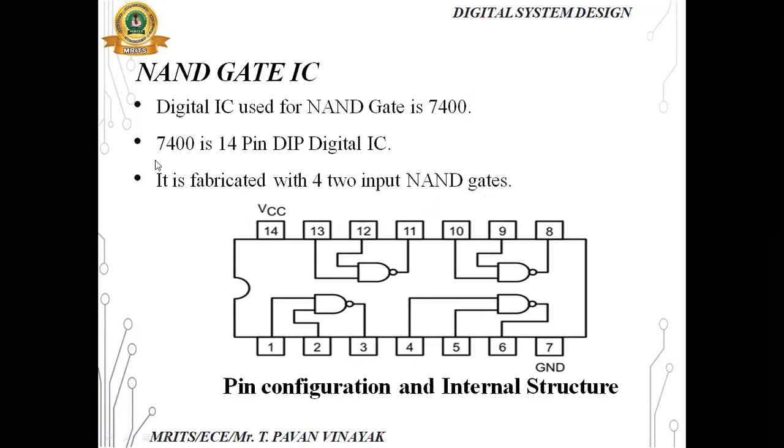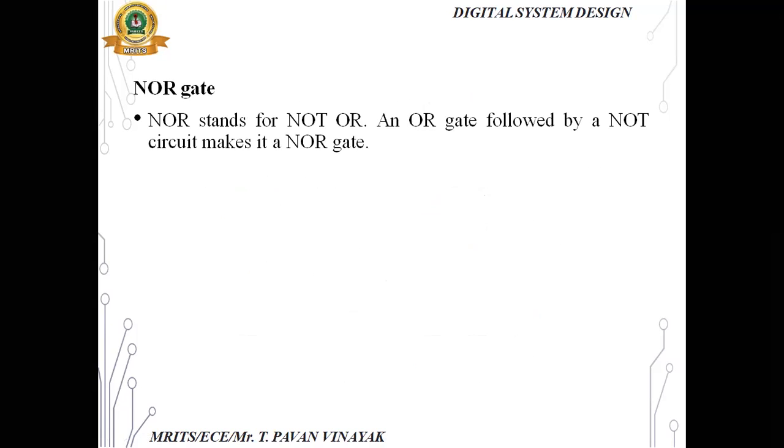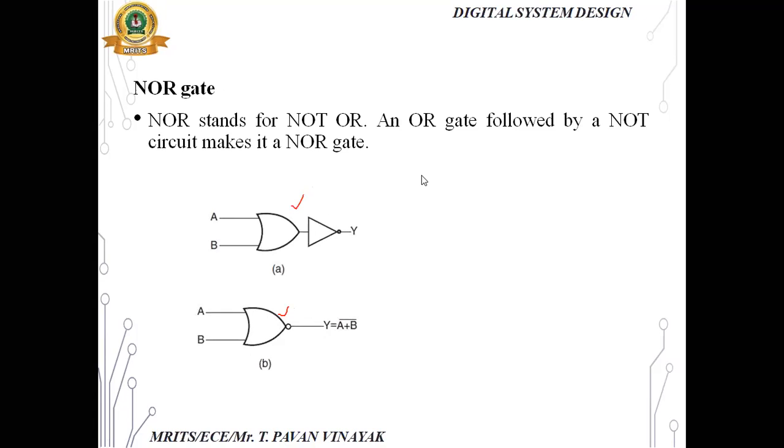Next, NOR gate. So what is NOR gate? NOR stands for NOT with OR, means complement of OR gate. Okay, it is a complement of OR gate. So this is the symbol, OR with NOT. So simply we write it as NOR, OR with a bubble. This one is NOT. This is the main circuit, this is the equivalent circuit. Let us see the truth table.